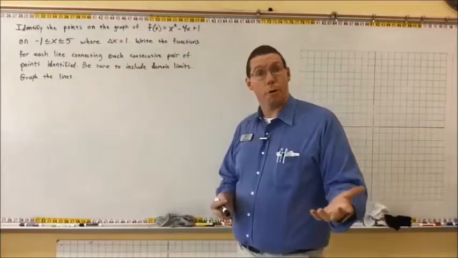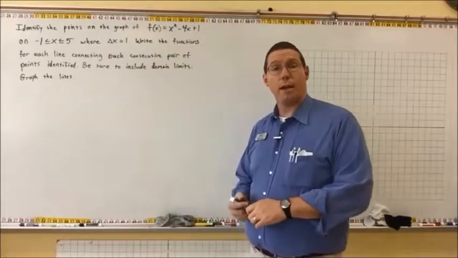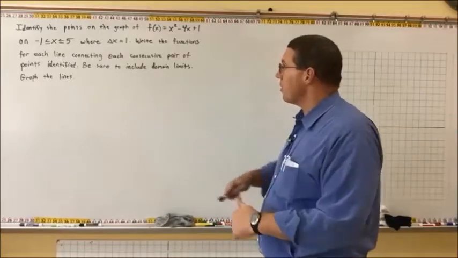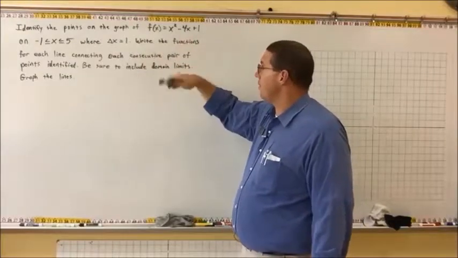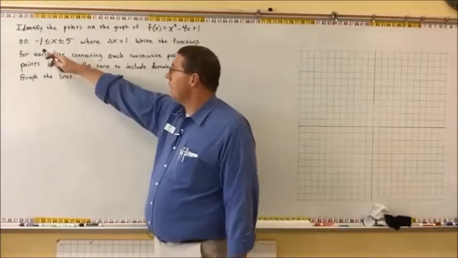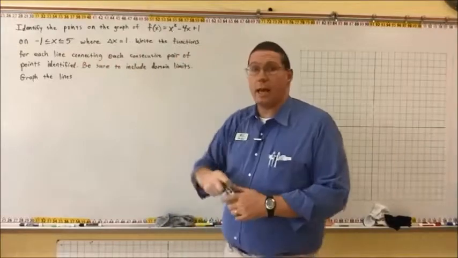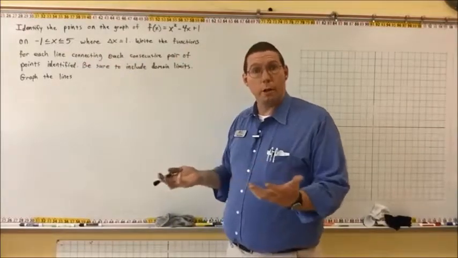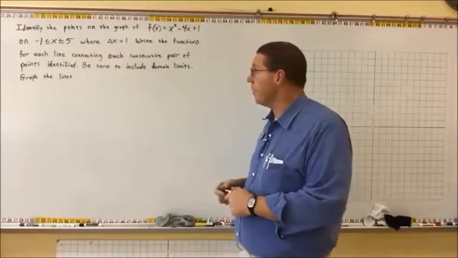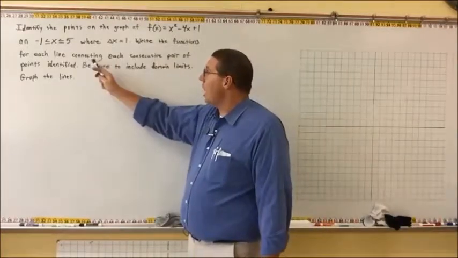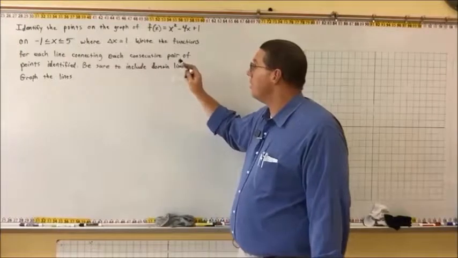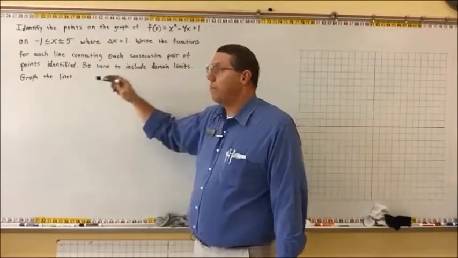Because that's what we're in pre-calculus here, right? So we're trying to figure out how to get ready for calculus, right? Here's what it says. It says, identify the points on the graph of this function on the interval from -1 to 5 where delta x is 1. You already know how to do that. You did that in the video a couple times ago. Write the functions for each line connecting each of the consecutive pairs of the points identified.